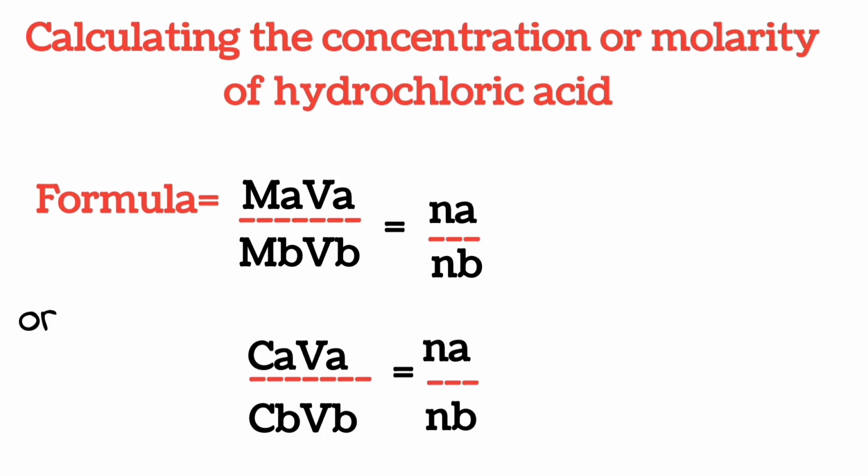or concentration of acid Ca times volume of acid divided by concentration of base times volume of base equals number of moles of acid and number of moles of base. From this formula, we have seen that molarity and concentration are one and the same thing. So when you see any of this formula, know that it is the same. Molarity, concentration are one and the same thing. So note that.